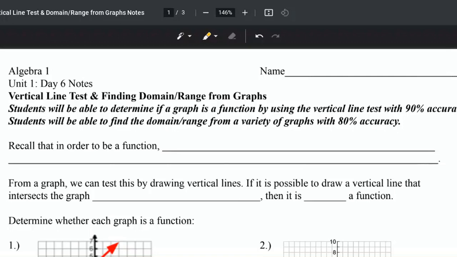In this video, we will be talking about using the vertical line test to determine if a graph is a function and finding the domain and range from a variety of different graphs. In order to be a function, let's think back to what we learned before. For it to be a function, the domain can only be paired with one element of the range.